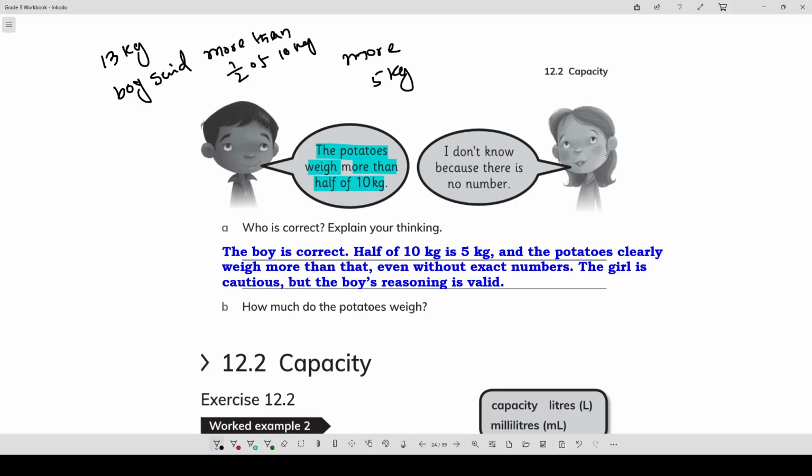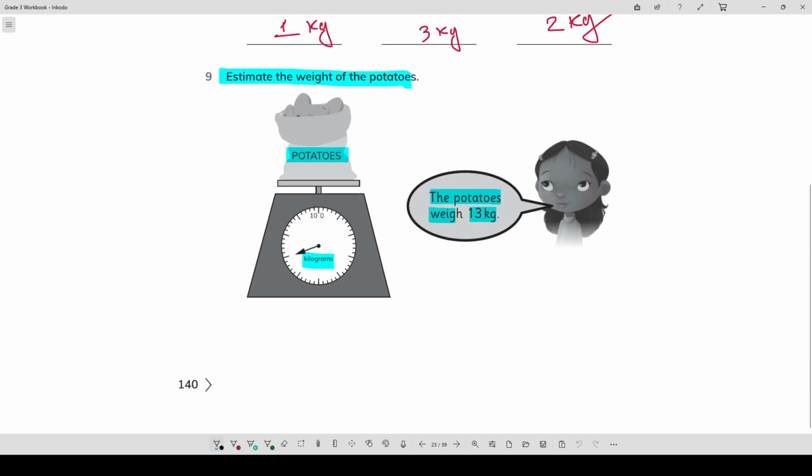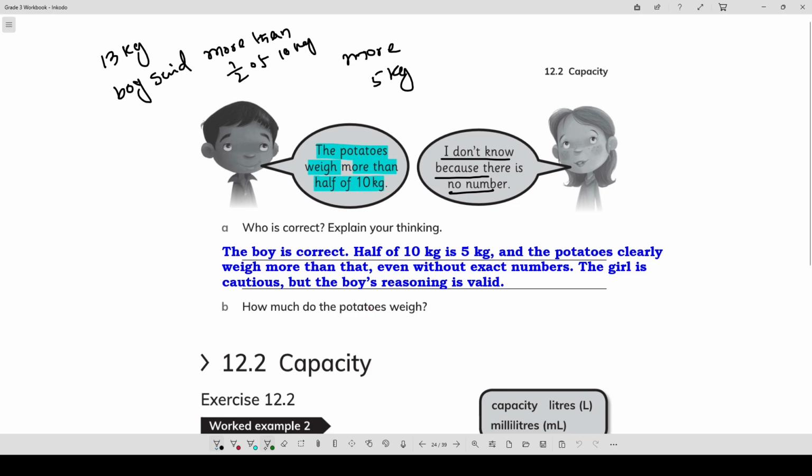Now, the girl said, I don't know because there is no number. Look, exactly here is not mentioning any number. But look, here 10 kg is mentioned. So this one is 1, 2, 3, 4, 5, 6, 7. Exactly here is 7 kg.